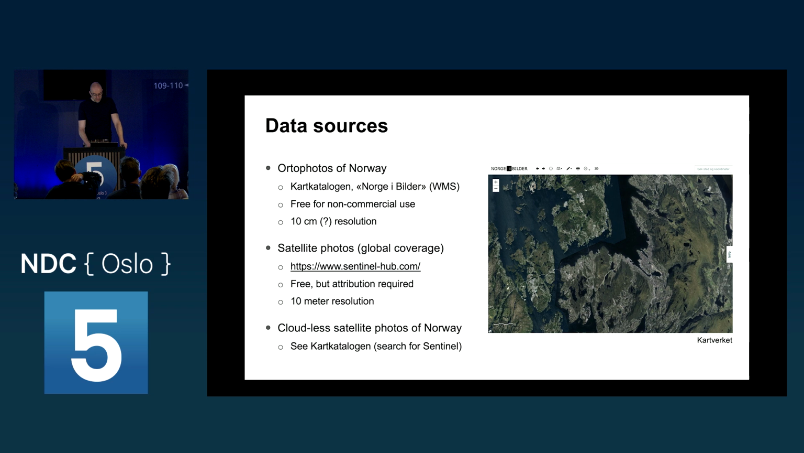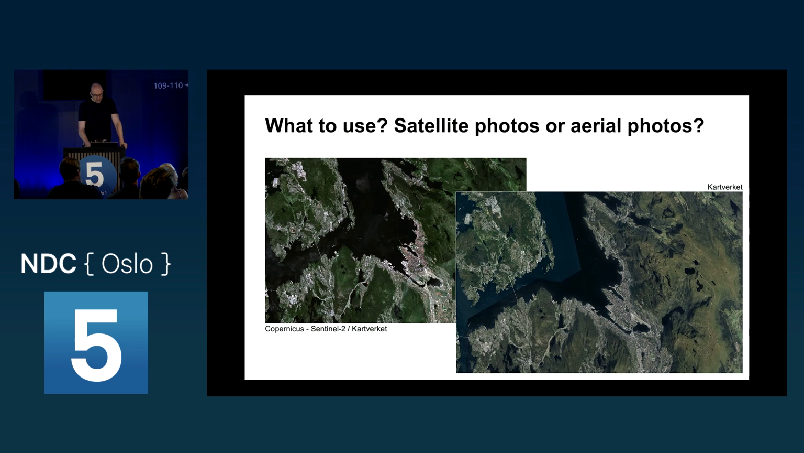The Norwegian Mapping Authority also provides cloudless satellite photos of Norway. That's great actually, because if you take photos from a satellite and there is a cloud, you will see nothing. And Norway has a lot of clouds, you know, the weather is bad and all of that. So what they have done is they've taken series of Sentinel photos and merged them together. So you cover the entire Norway without any clouds present. That's good. So you can look also at Kartkatalogen and you will find photos that contain all of Norway from a satellite perspective.